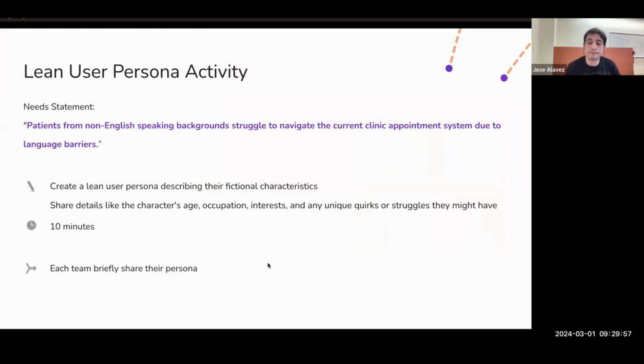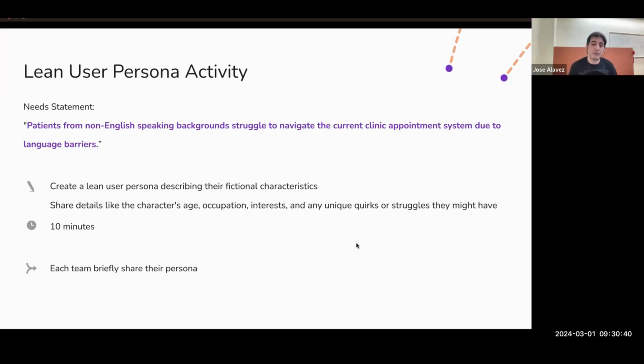So we have activity 2, and I hope this is going to be fun. We're going to work with the previous statement that Shuba referred to a few slides ago. Patients from non-English speaking backgrounds struggle to navigate the current clinic appointment system due to language barriers. With a template that we prepared for you, we're going to work with your team again. You want to create a very lean user persona, somebody who's fictional but could be the potential user of the application.